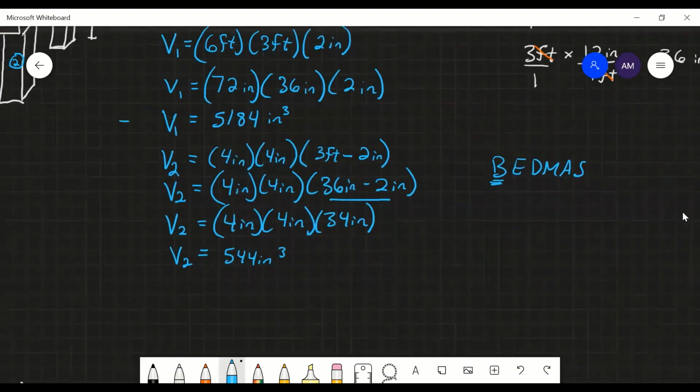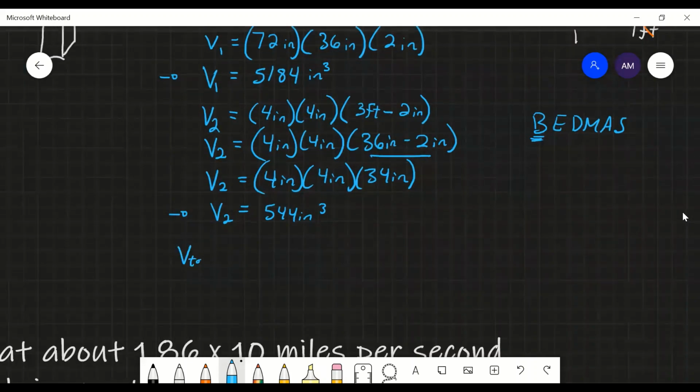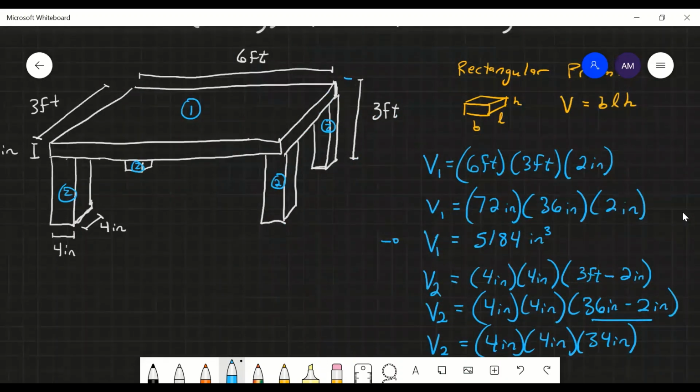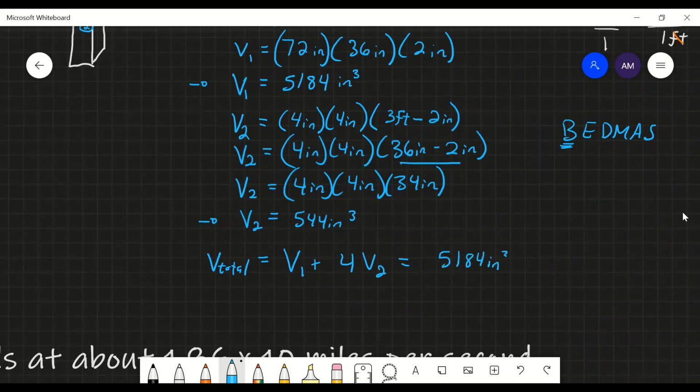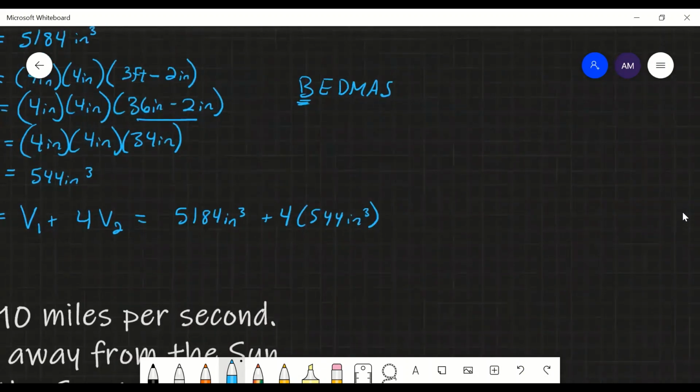So we have V1, we have V2, and now we have to get our total volume. Well, there's only one of the first piece. There's only one tabletop, but then there's 4 legs on the table. So V1 plus 4 times V2 will give us our total. So V1, 5184 inches cubed, plus 4 times 544 inches cubed. Remember to do the multiplication first, so I'll take my time with this one.